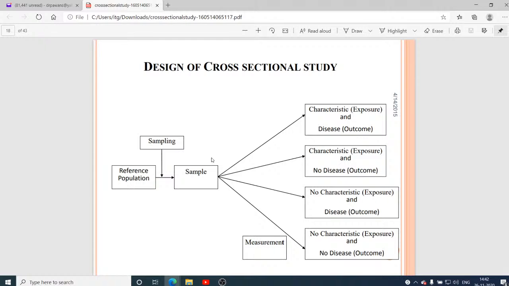So the sample can have different characteristics. The characteristic, that is exposure and outcome: characteristic and disease, characteristic and no disease, no characteristic and disease, or no characteristic and no disease. So these are the four circumstances which a sample can have as a property.